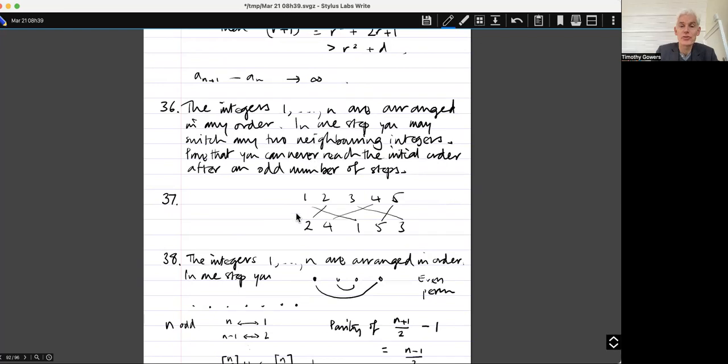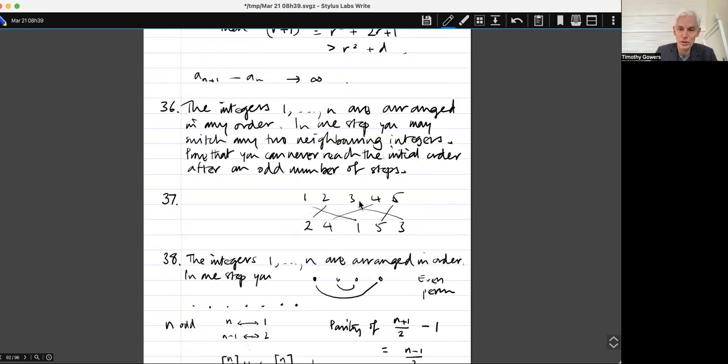Next one, the integers 1 to n are arranged in any order. In one step, you may switch any two neighbouring integers. So this was just, prove that you can never reach the initial order after an odd number of steps. So I decided not really to do that in much detail, just because it's simply saying that the identity permutation is not an odd permutation. So if you know about even and odd permutations, then it's just trivial that this is the case. I suppose it was aimed at people who had not heard of even and odd permutations, and they needed to discover the invariant, namely the parity of the permutation.